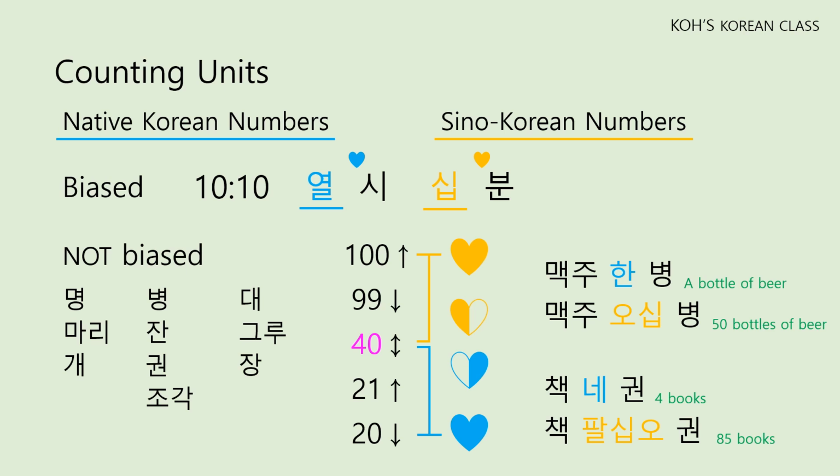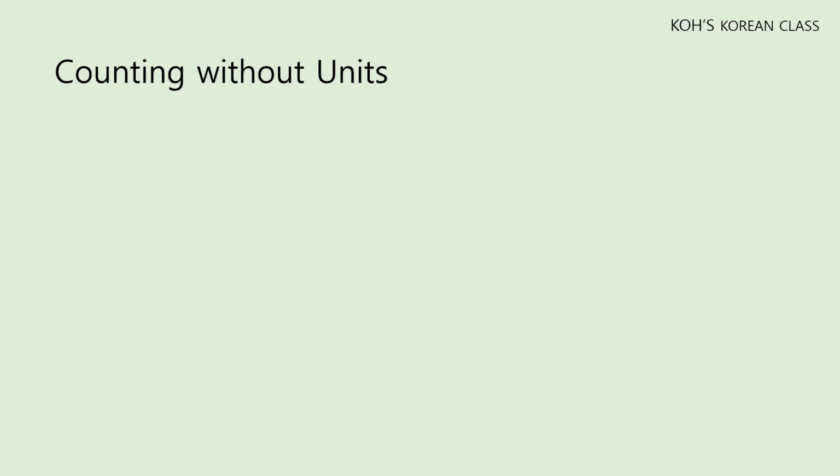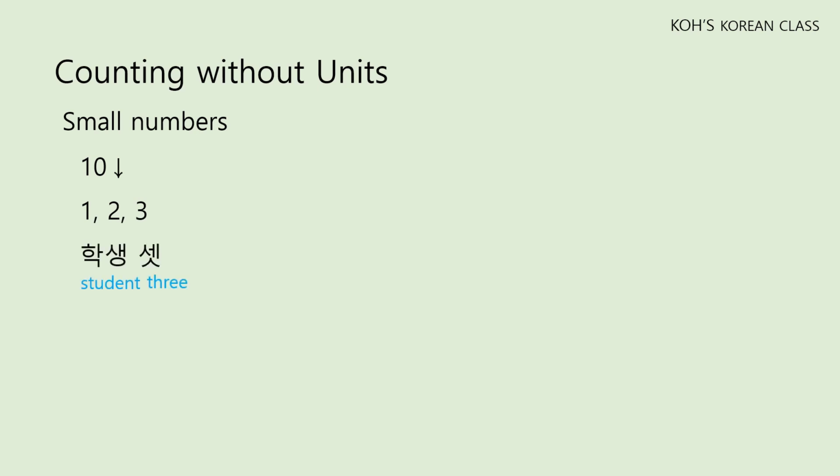Okay, so we're done with the counting units. But I told you that there are some exceptions where you don't use the counting units. There are two most useful cases. One is for small numbers. When you count something in a very small number, like less than 10, usually 1, 2, or 3, you can say it in the sequence of the thing and the number in native Korean system. For example, you can say 학생 셋 for 3 students, 고양이 둘, 2 cats, 사과 하나, 1 apple. Here you can see the numbers having all their sounds because they are not followed by any counting unit.